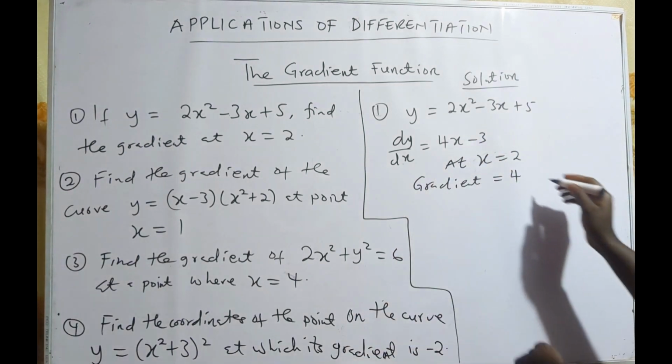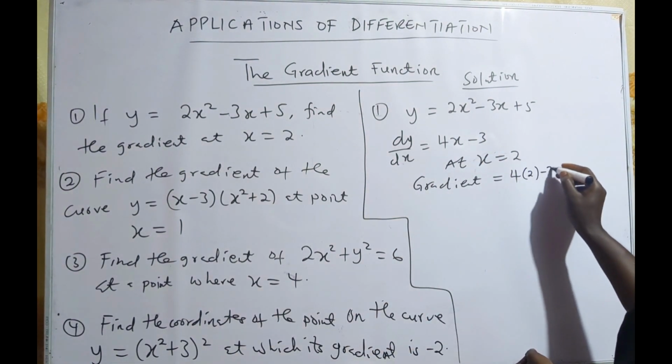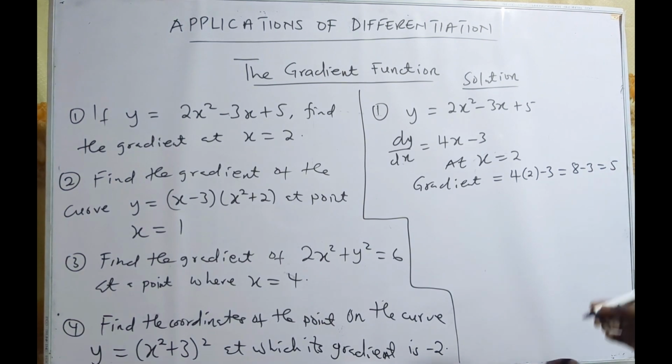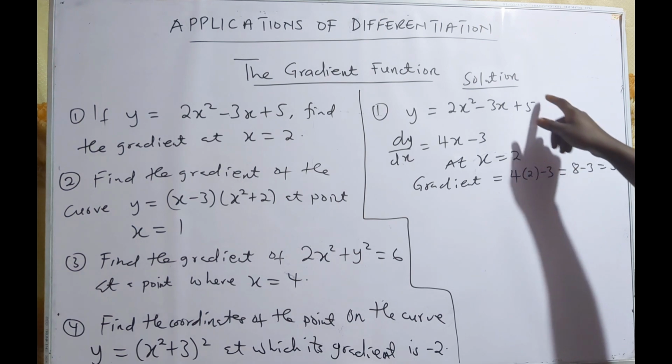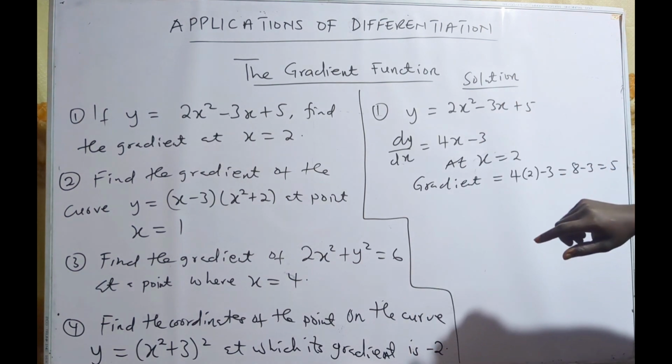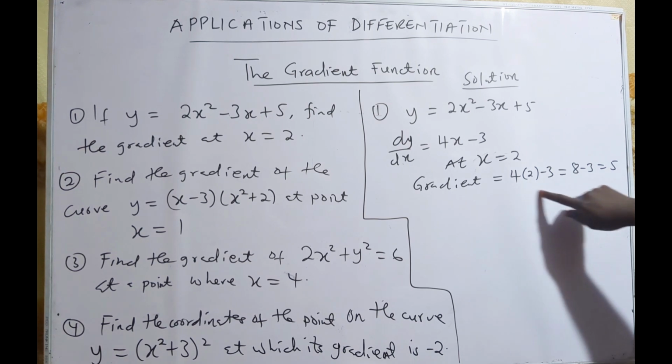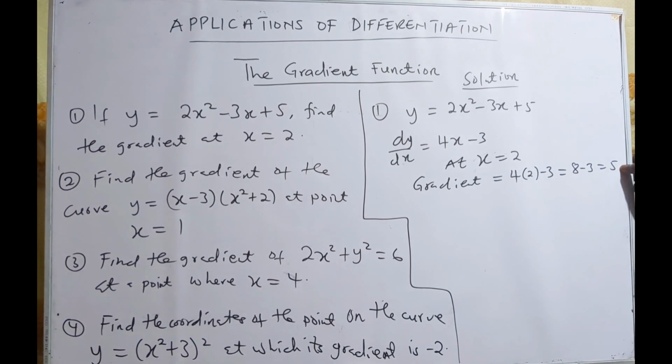So you say that at x equal to 2, the gradient is equal to 4 times 2 minus 3. Then 8 minus 3 will give us 5. So at a point on this curve, at that point where x is 2, the gradient is 5.